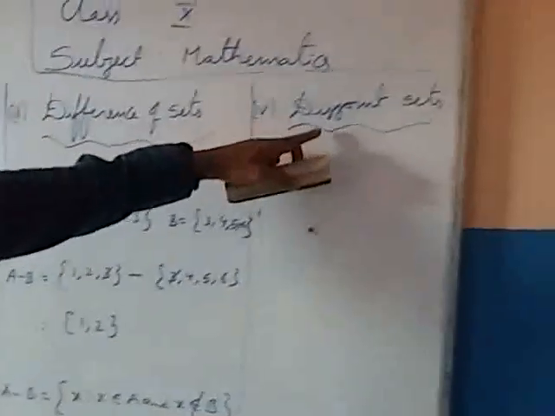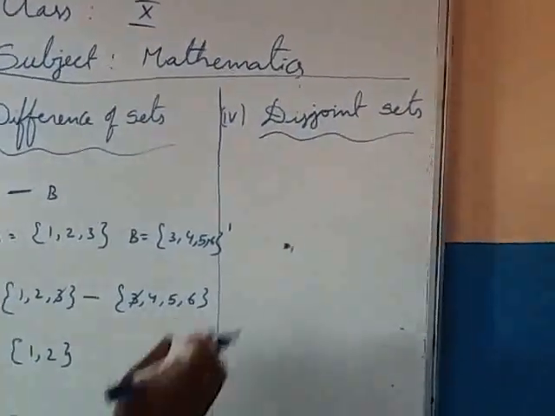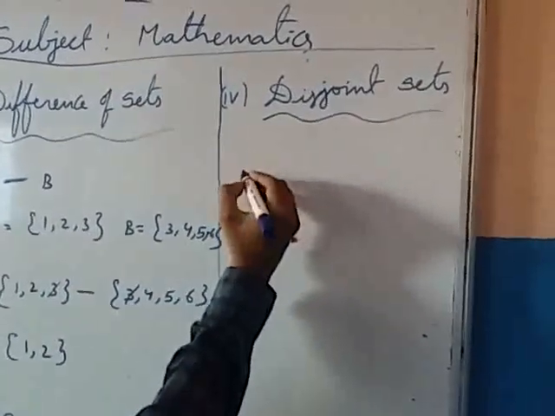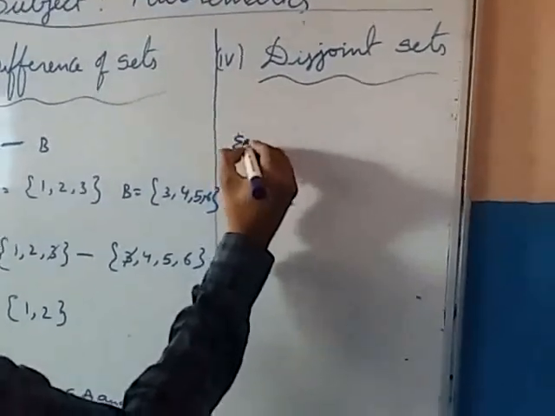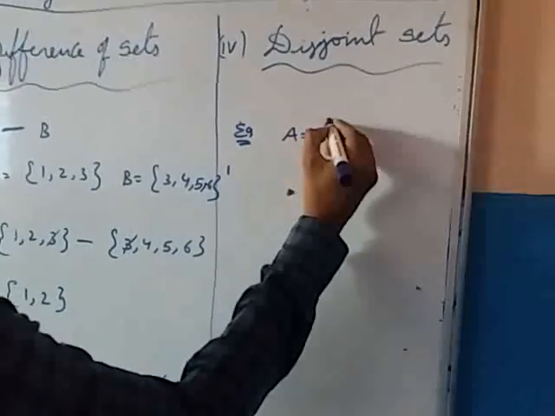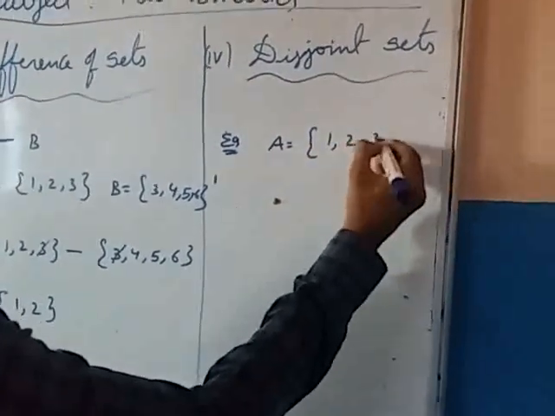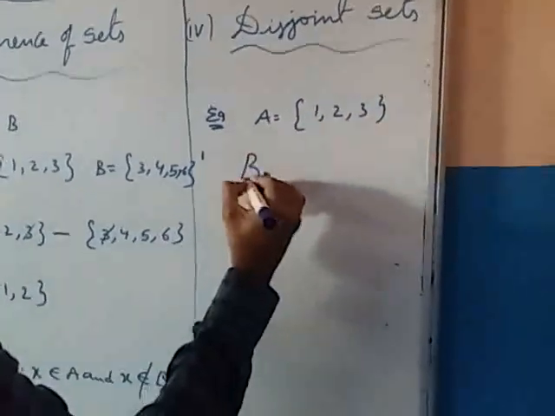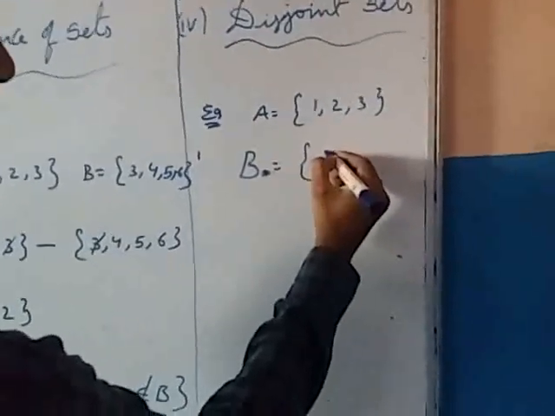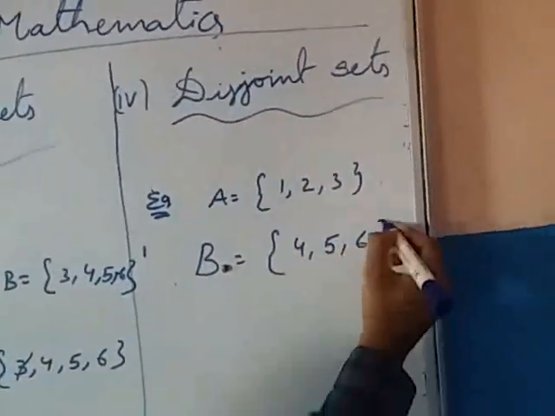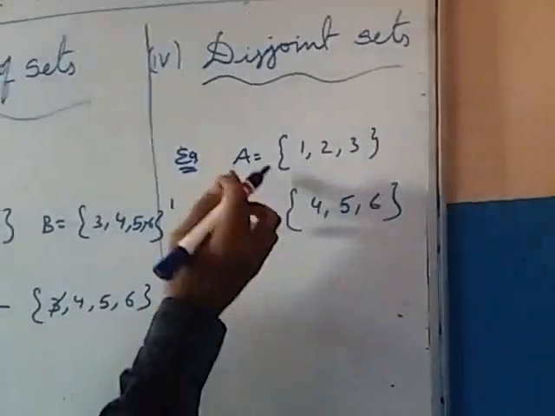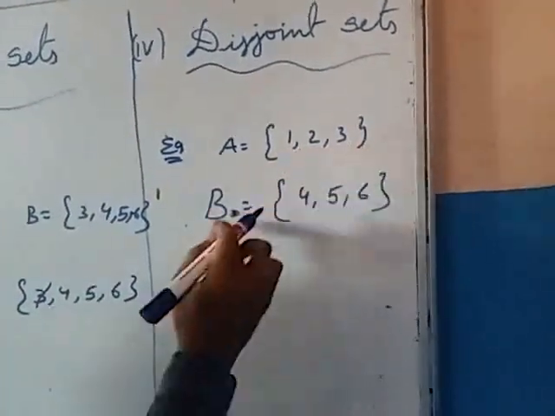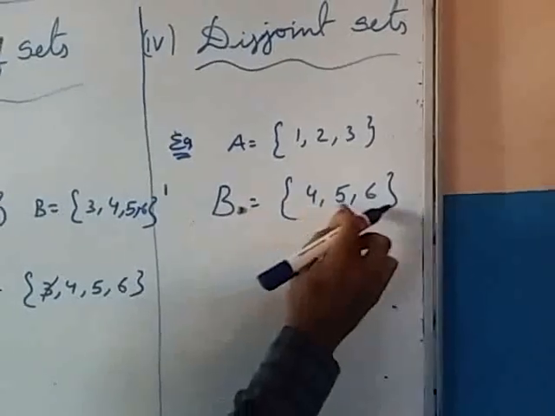And the fourth one is disjoint sets. Disjoint sets means, for example, A equal to 1, 2, 3, and let us consider B equal to 4, 5, 6.